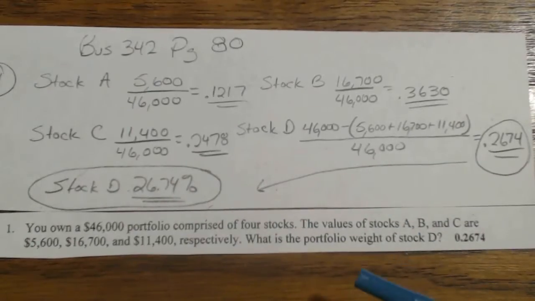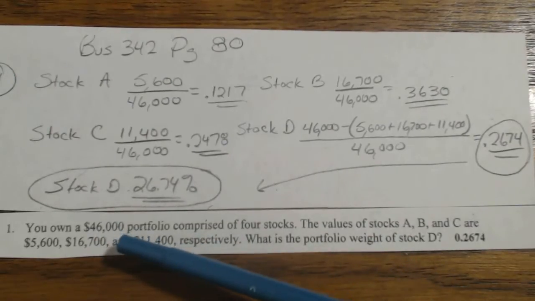Okay, this is Business 342, page 80, problem number 1. You own a $46,000 portfolio comprised of 4 stocks that give you the values of A, B, and C, which are 5,600, 16,700, 11,400. What is the portfolio weight? They're not asking the dollar amount, the weight of stock D.